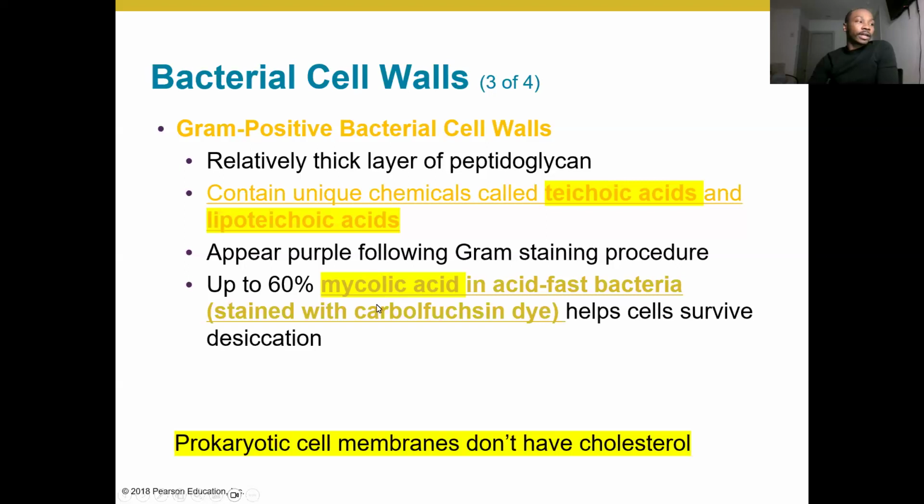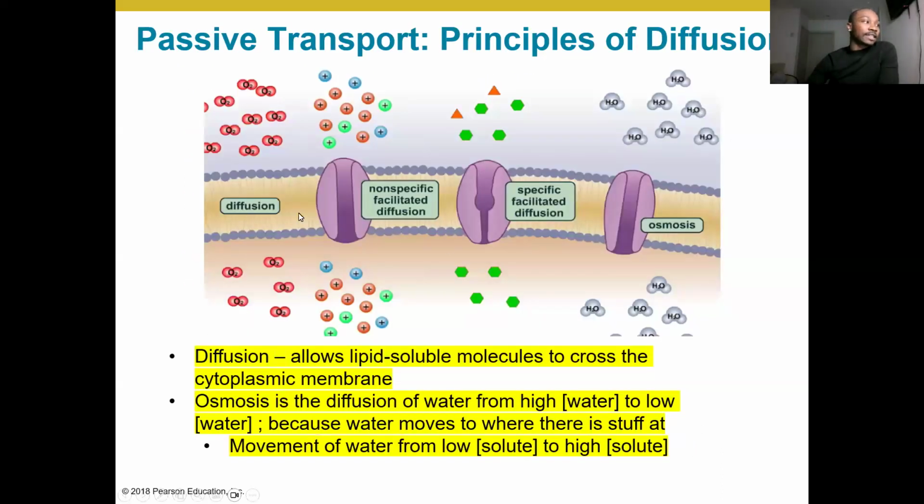And I think it's really important for you to remember prokaryotic cell membranes, like I mentioned before, they don't have cholesterol. Our cells, like human cells or animal cells, we have cholesterol. Prokaryotic cell membranes do not have cholesterol. Okay? When we're looking at the cell membrane.